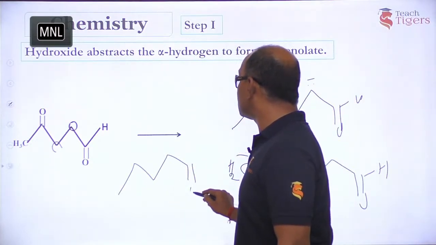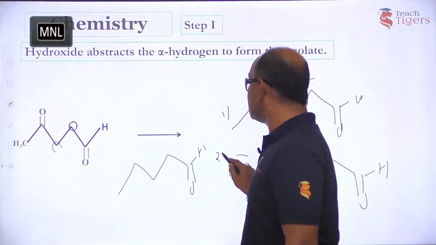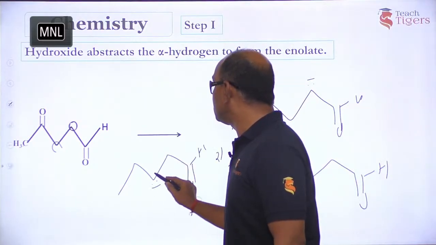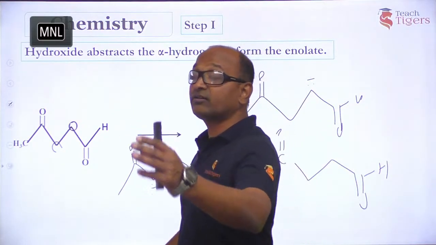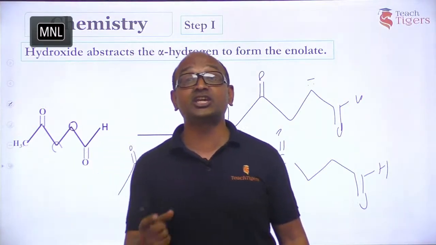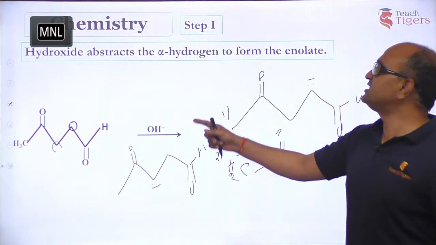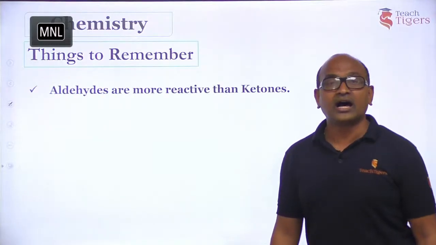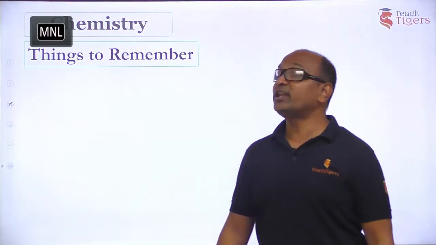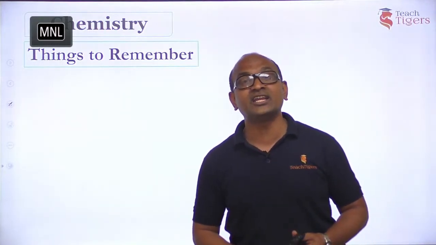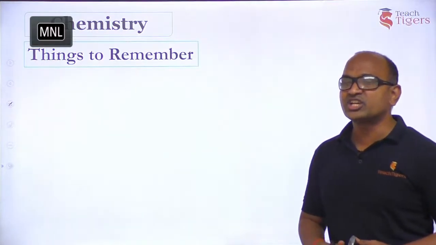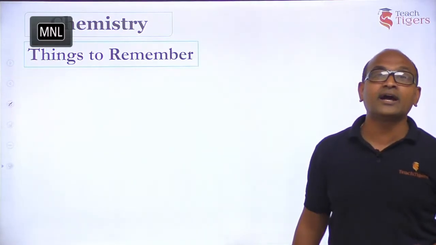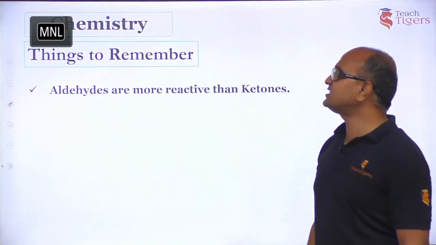Can you see this? This was the first, this is the second, and this is the third. I have got three sets of enolates. How to identify the key enolate? Now guys, please remember these 2 points. While you are selecting the key enolate in an intramolecular condensation reaction, you need to remember 2 points. What is the first thing?